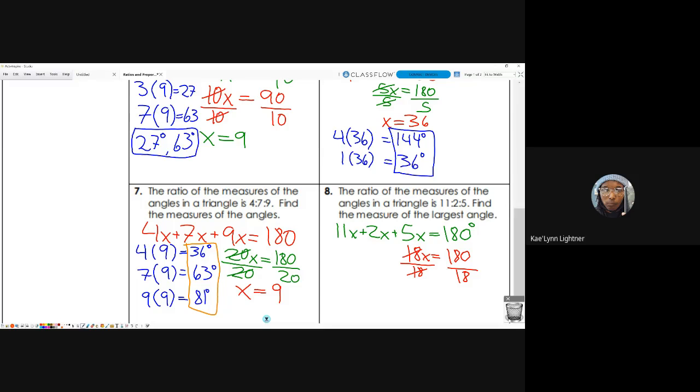Okay. And then you do 11 times 10, and then 2 times 10, and then 5 times 10 to get the angles. 11 times 10 is 110. 2 times 10 is 20. And then 5 times 10 is 50. So 110 degrees, 20, and 50.